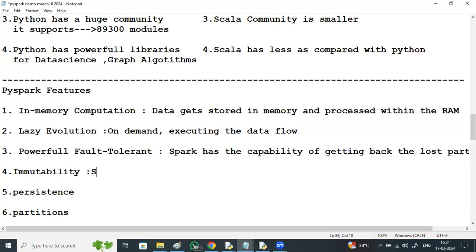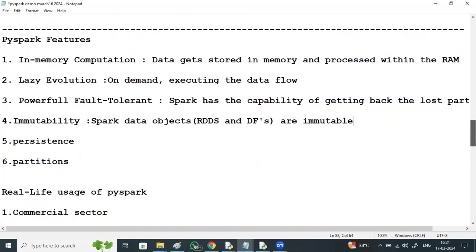But yes, immutability. Spark data objects, what we are going to discuss, RDDs and data frames, are immutable, right? The original data object will remain the same. It won't be modified or changed.